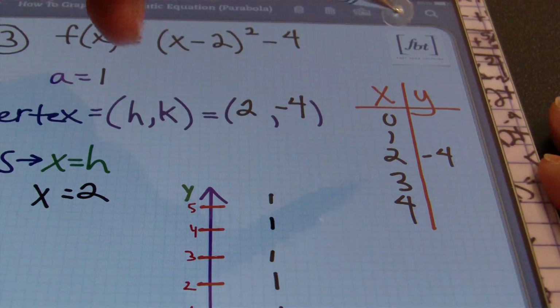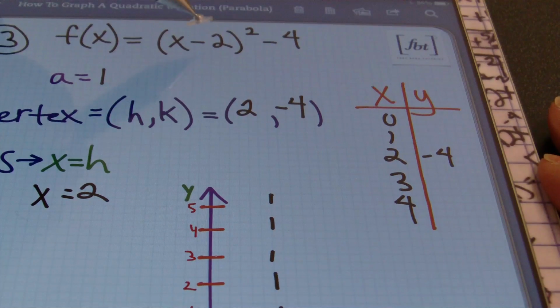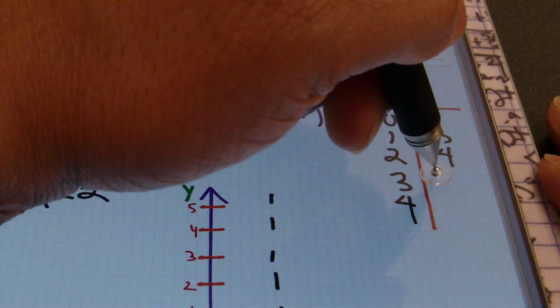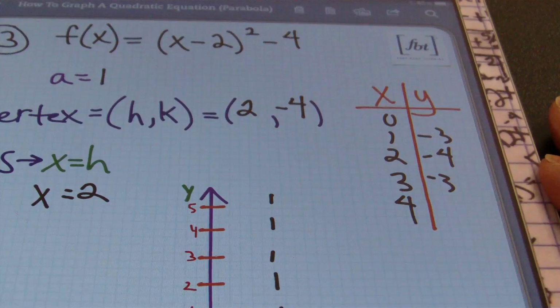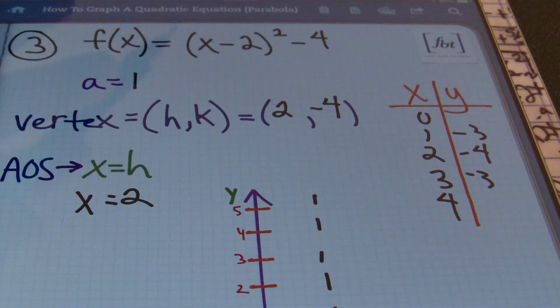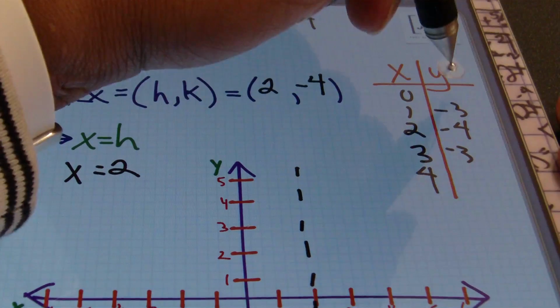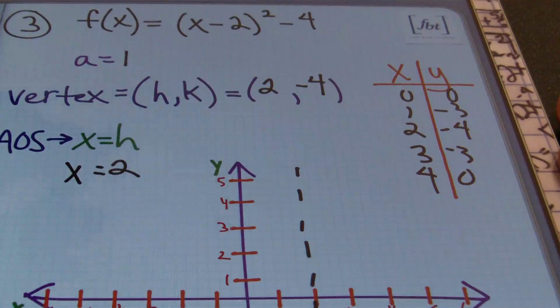Plugging in positive 1, 1 minus 2 is going to be negative 1. And negative 1 squared is positive 1. And then 1 minus 4 is negative 3. So I'll have a negative 3 for that 1. And since I'm equidistant from that at 3, I'll have a negative 3 there as well. Now plugging in 0, 0 minus 2 is negative 2. And then negative 2 squared is positive 4. And 4 minus 4, well, that's just 0. So I'll have 0 here, and I'll have 0 there.